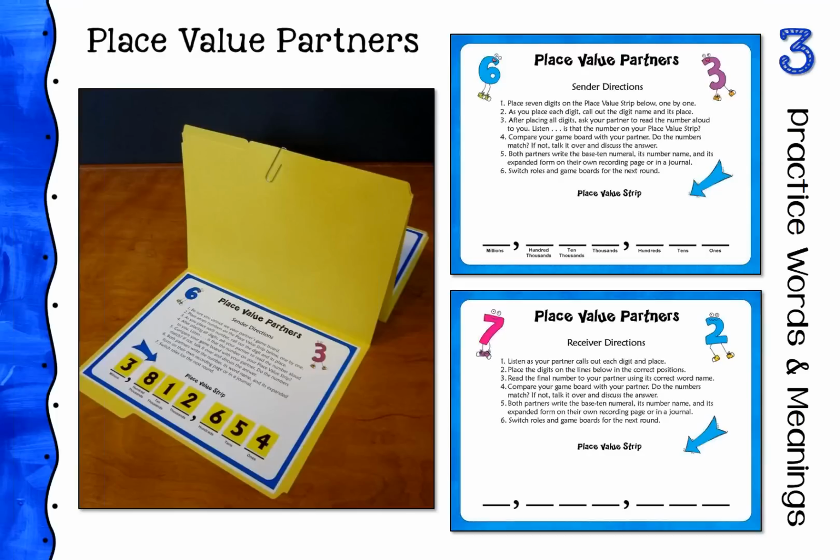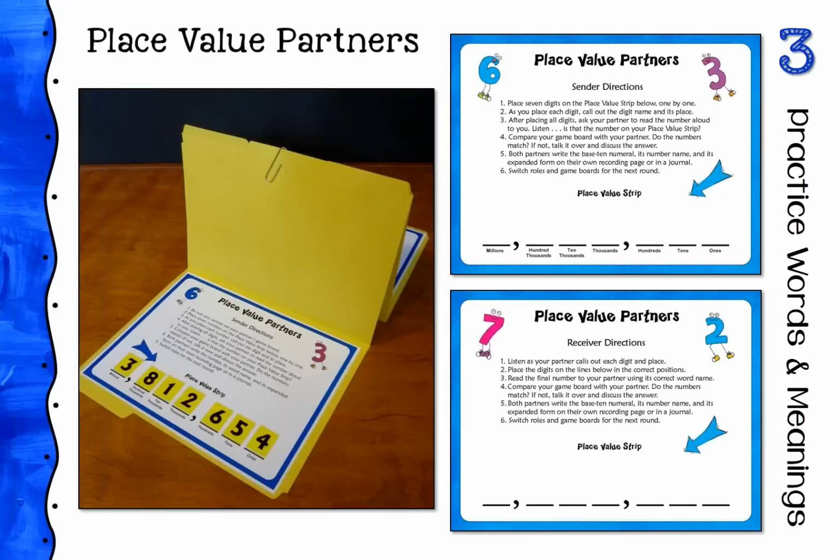So the sender, if you look at the sender's board, has the places underneath, but the receiver, the person who's listening to the directions, does not have the places. So the sender might say, put your 5 in the tens place, and then they wait for a minute, the receiver says, okay, and they say, put your 8 in the hundred thousands place, and they'll pick up the 8 and put it there.